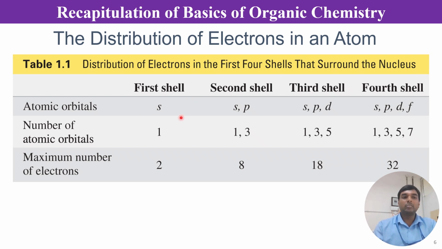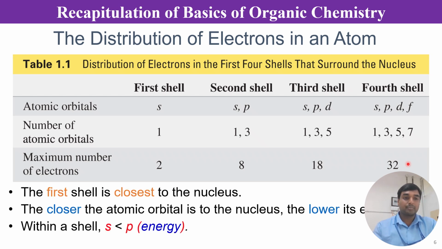Similarly, the s orbital has one atomic orbital, the p orbital has 3, the d orbital has 5, and the f orbital has 7. And the maximum electron capacity of the s orbital is 2, p orbital is 6, d orbital is 10, and f orbital is 14. That's why in the first shell a maximum of 2 electrons can be accommodated, in the second shell 8 electrons, the third shell 18 electrons, and the fourth shell 32. So like this, electrons will be accommodated surrounding the nucleus.